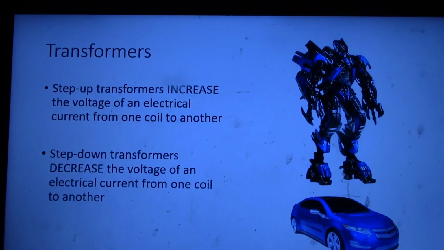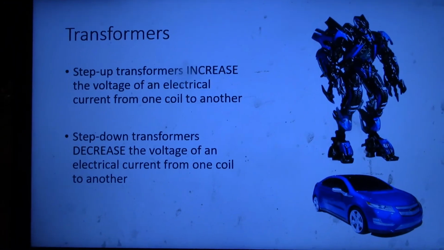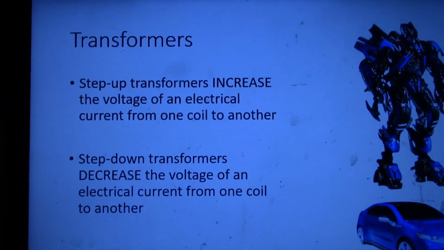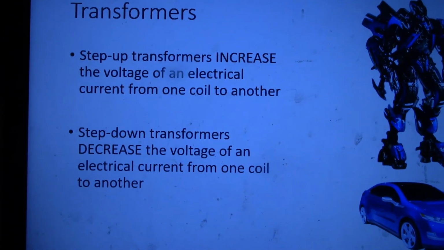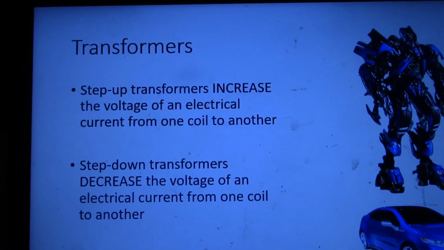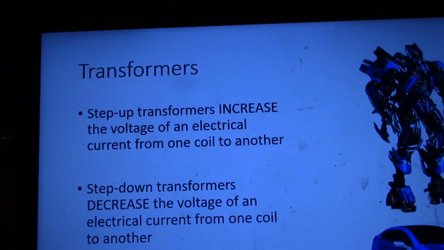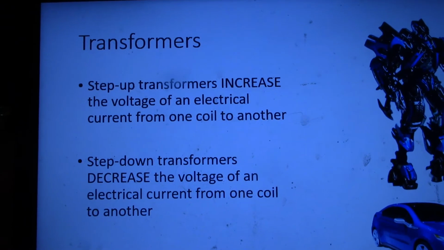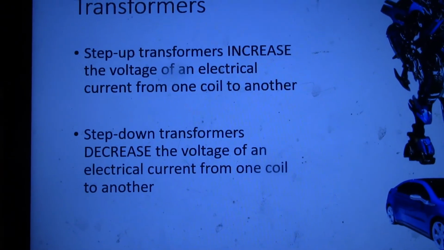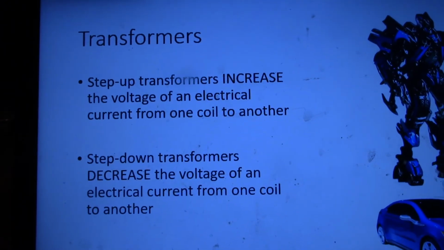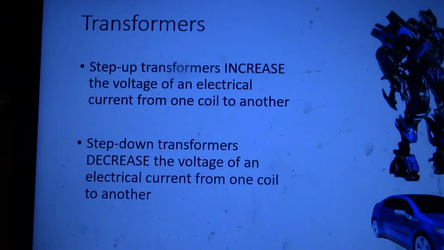Okay, so transformers. You have step-up transformers and step-down transformers, and that's what our last set of equations is going to be on. Step-up transformers will increase the voltage of an electrical current from one coil to another. So the voltage gets larger as electricity comes into an iron core and leaves the iron core through the secondary coil. Step-down transformers decrease the voltage, so you'll have less electricity leaving the iron core. I'm going to explain how that happens.